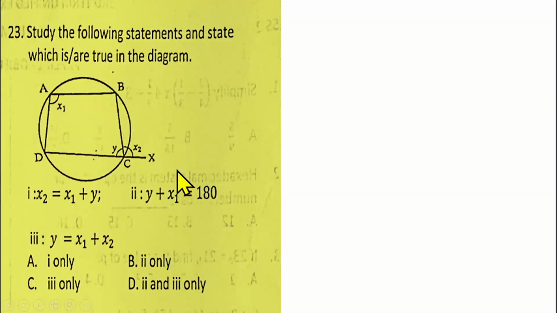Question number 23 is from circle geometry also. Study the following statements and state which is or are true in the diagram. We have this diagram, which is a cyclic quadrilateral. We have been given angle x1, angle y, and angle x2. So we have to show the relationship between the angles given. The first one says that angle x2, which is the exterior angle, is equal to x1, which is the opposite interior angle, plus y, which is wrong. This angle here cannot be this plus this. Angle x2 is equal to angle x1 based on the theorem.